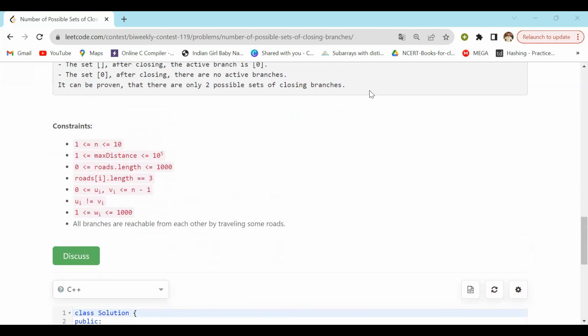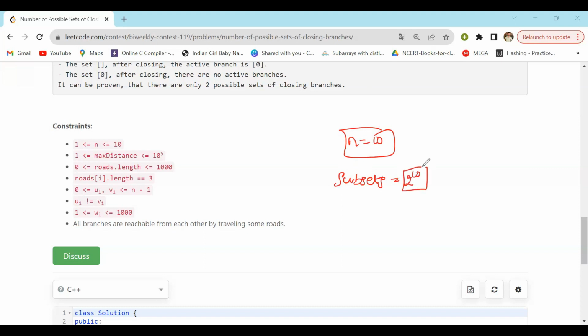How to check whether the set is feasible or not? If the roads present in that set are reachable from any other road. So first of all, one basic thing: you have n is 10, right? n is 10. How many subsets are possible?